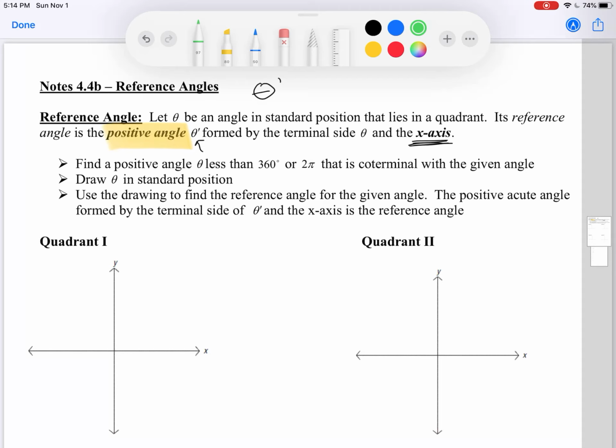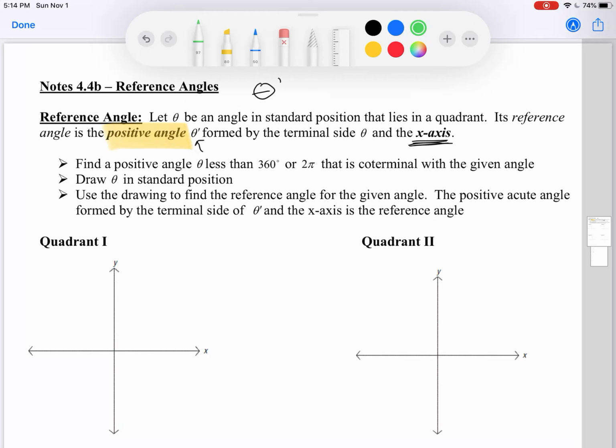All right. So then we go into the steps. Find a positive angle theta less than 360 degrees, so it has to be between 0 and 360, or 0 and 2 pi, that is coterminal with the given angle. We've talked about coterminal angles. They share the same standard position side, the same initial side, and then they can be however many rotations around the circle. Then we need to draw theta in standard position, and then use the drawing to find the reference angle for the given angle.